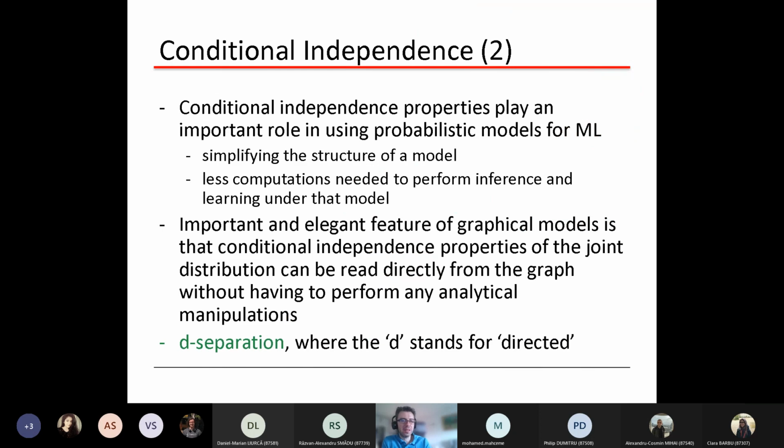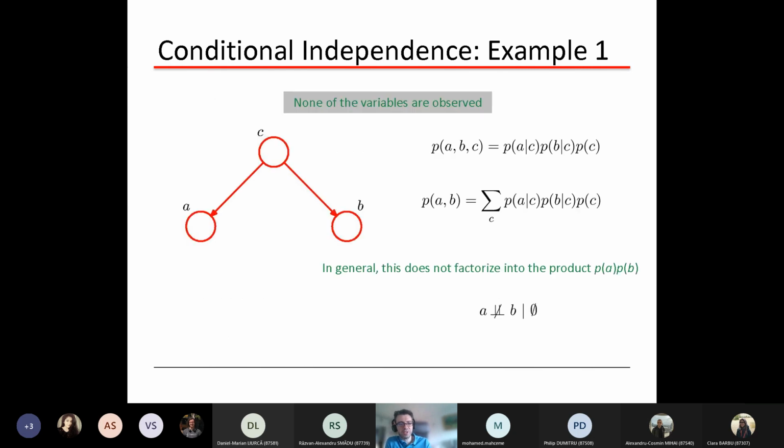Cool. And conditional independence properties are very useful for probabilistic models, for machine learning, because they can be used to reason and to simplify the model. Simplifying the model means fewer computations in order to perform inference and to learn under that model. And they provide a very simple and elegant feature in order to apply inference for any graphical model without performing any mathematical or analytical manipulation. This is called d-separation, from directed separation.